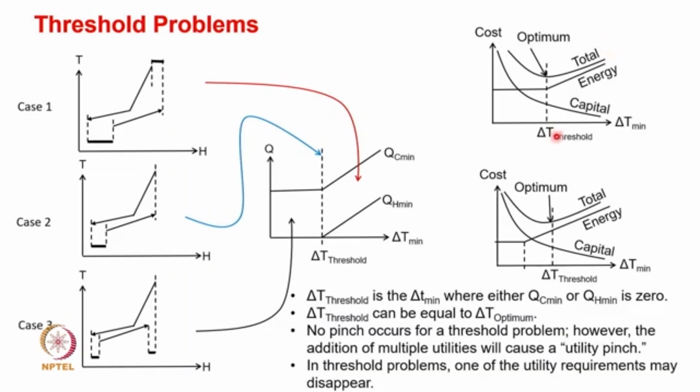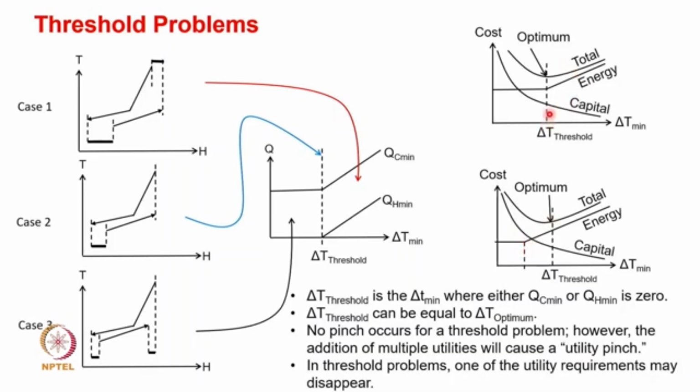Now coming back, how do we see this? This is the capital investment, total energy cost and total cost, as a function of cost versus delta T minimum. What you can see here is that the optimum occurs somewhere near the threshold or above. So delta T threshold can be equal to delta T optima, or it can be on the right side as well, but it never goes back. Your threshold can be below the optima, but the optima will not be below the threshold.